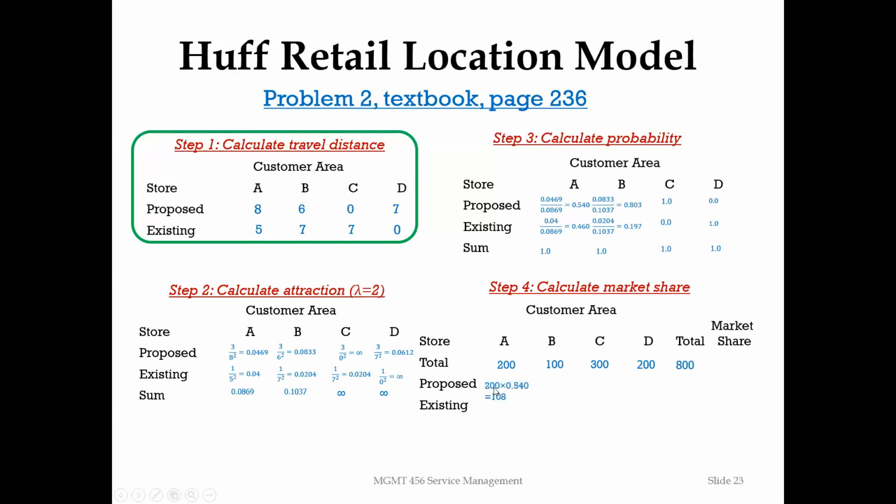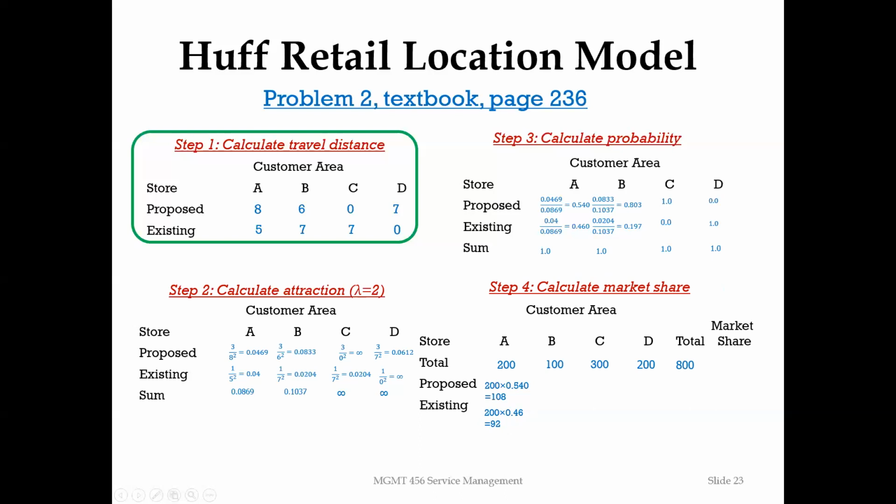So $200,000 times the corresponding percentage, which is 54%, 0.540, so 108. Basically, out of these $200,000, $108,000 will be spent in the proposed store, and the rest will be spent in the existing store. So it will be 200 times 0.46, you get 92,000. So $92,000 will be spent in the existing store.